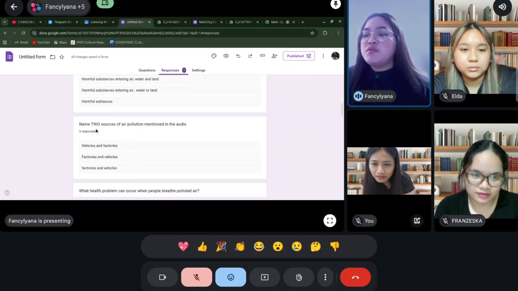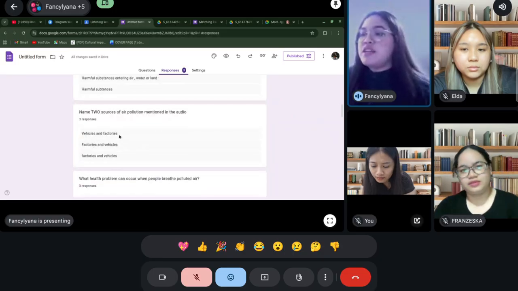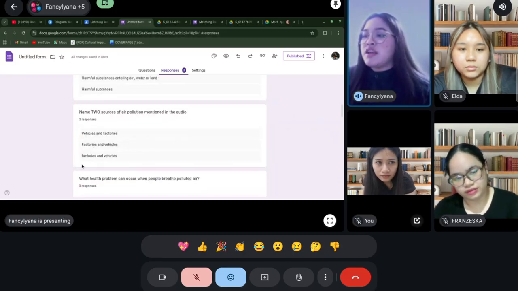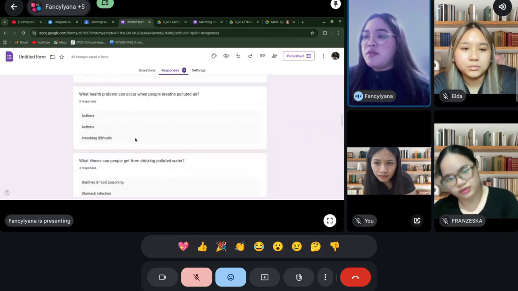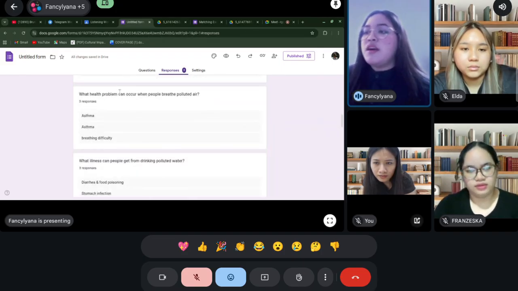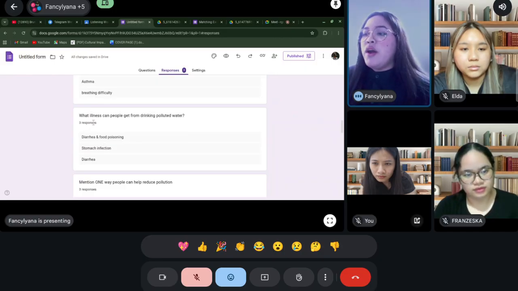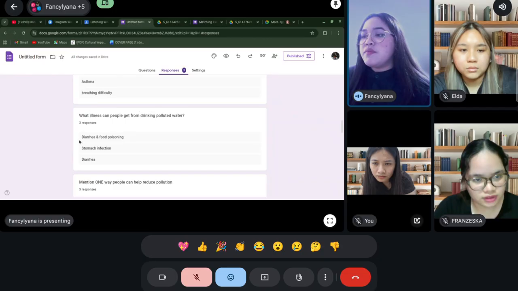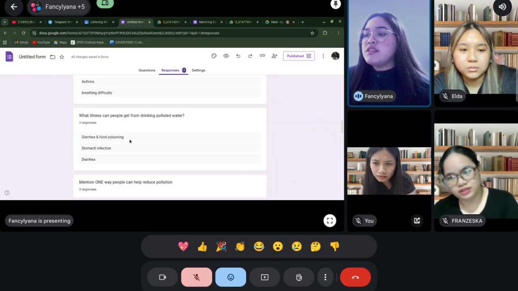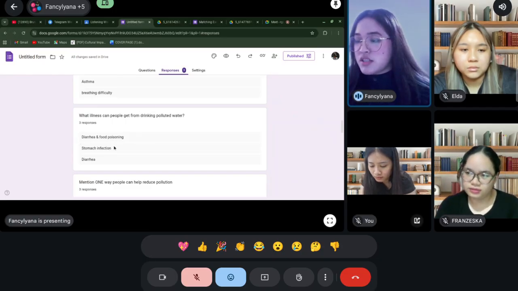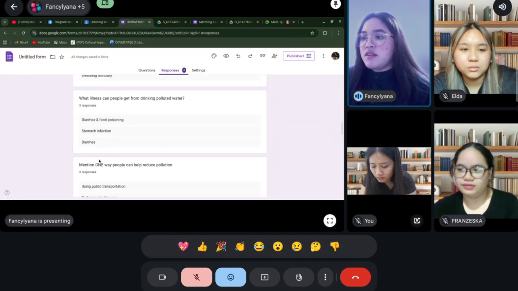Good. Okay, name two sources of air pollution mentioned in the audio. Vehicles and factories. Factories and vehicles. That's right. What health problem can occur when people breathe polluted air? Asthma, breathing difficulty. Yeah, that's right. What illness can people get from drinking polluted water? Diarrhea and food poisoning. Second one is stomach infections. Third one is diarrhea. That's right.